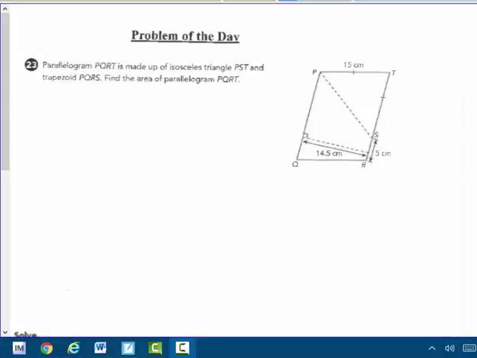This is video 4, and it has to do with finding the area of a parallelogram. It's the problem of the day. Parallelogram, formula, plug-in, answer, label. I also want you to do, as a problem of the day, number 17 on page 30.